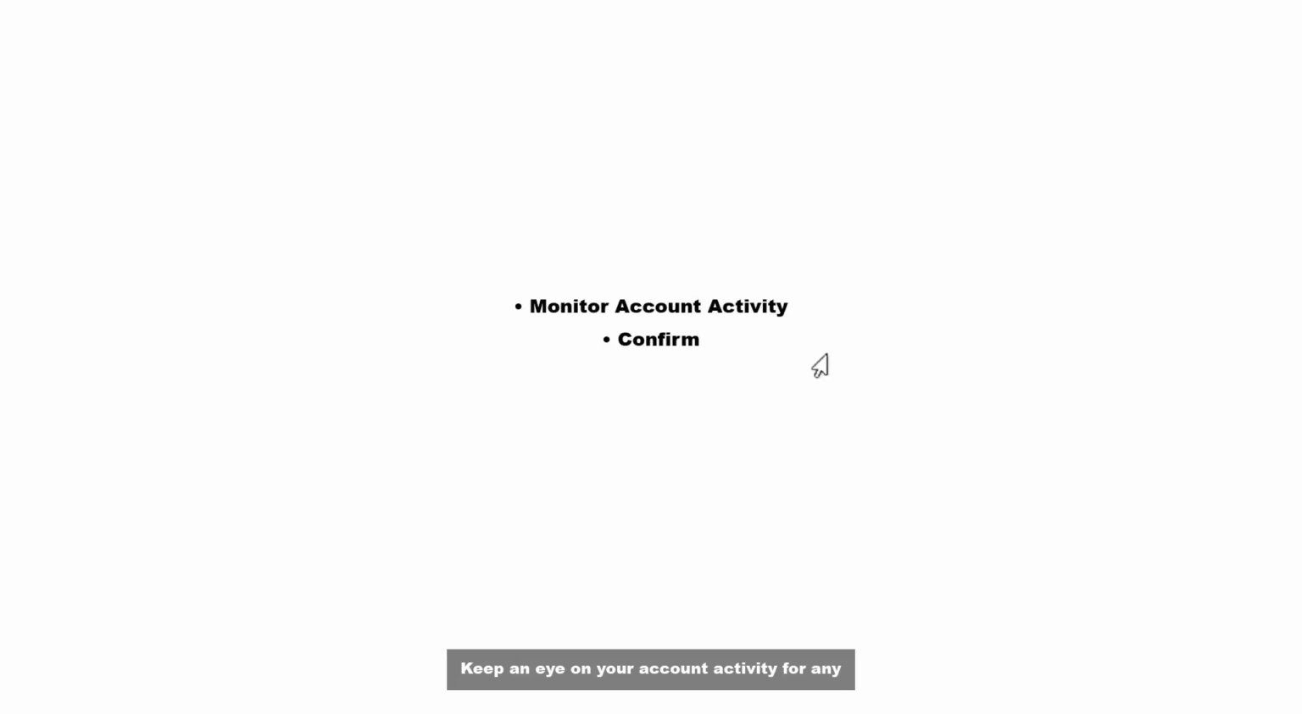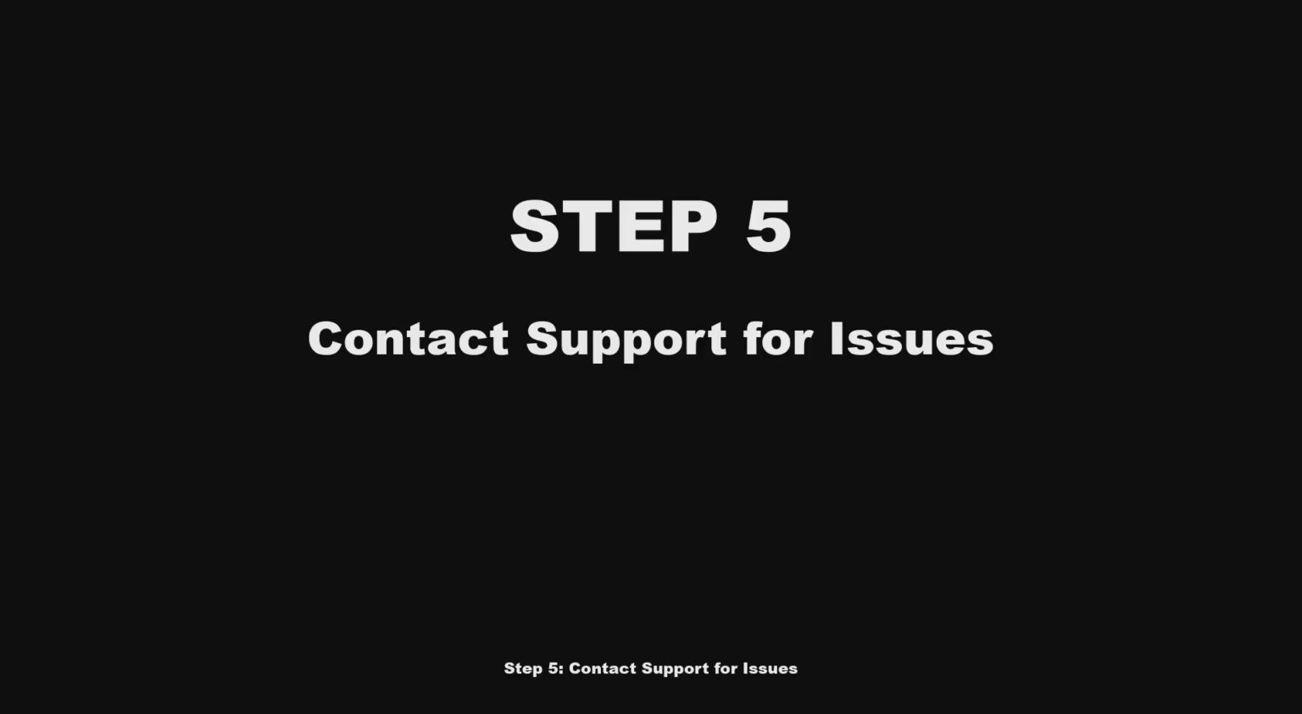Keep an eye on your account activity for any unusual behavior. If you notice anything suspicious, take immediate action to secure your account, as compromised accounts can lead to payment blocks. Step 5. Contact support for issues.